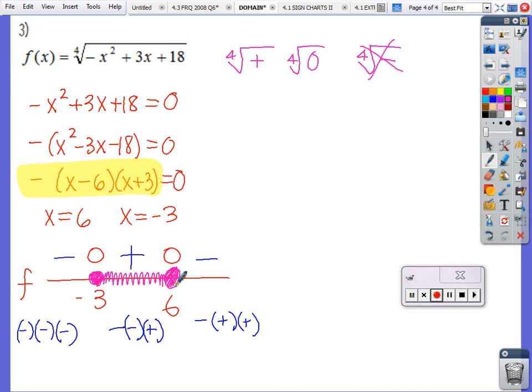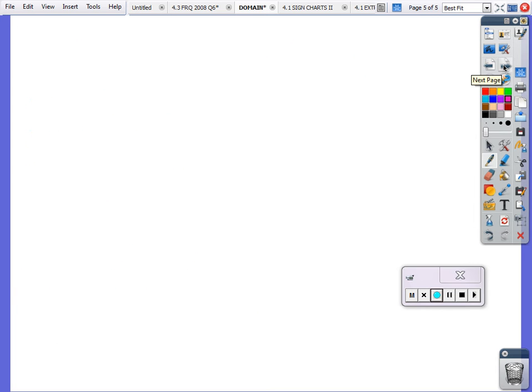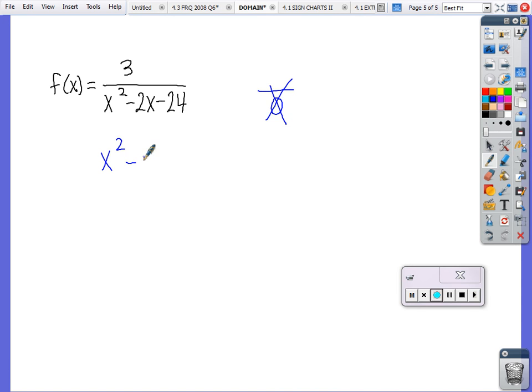So those are 3 quick questions on domain. The only problem that I mentioned that you wouldn't have to do a sign chart for would be something like f of x is equal to 3 over x squared minus 2x minus 24. In this case, the only thing we care about is the fact that you can't have 0 at the bottom of the fraction. So we just look for the zeros. Positives and negatives don't matter.